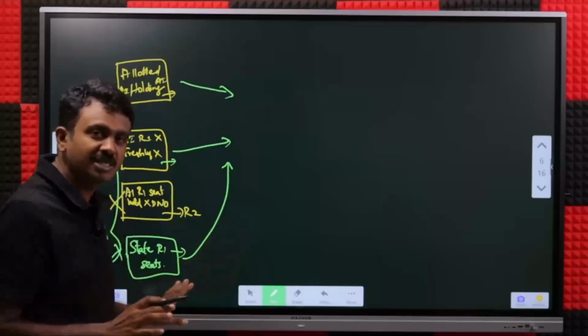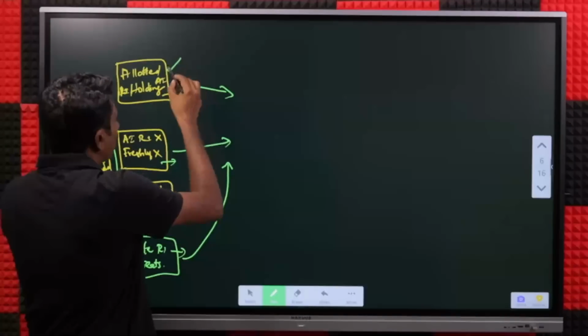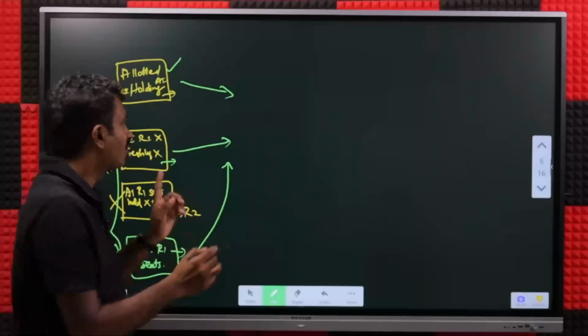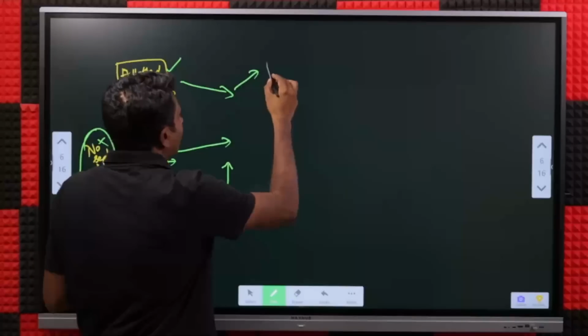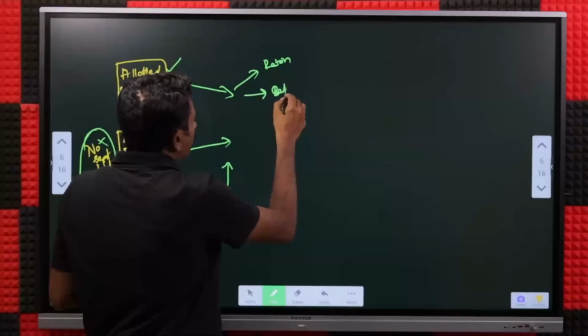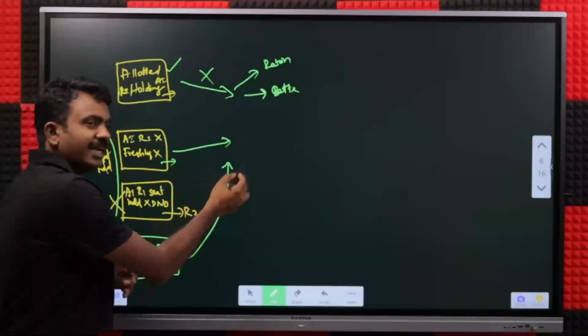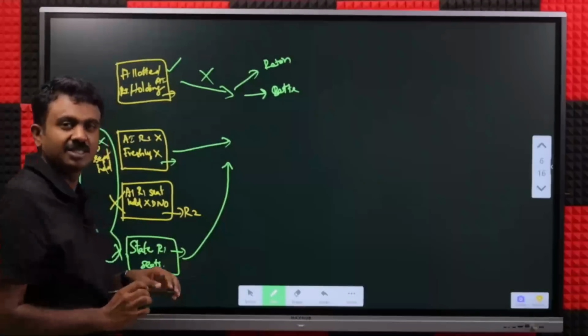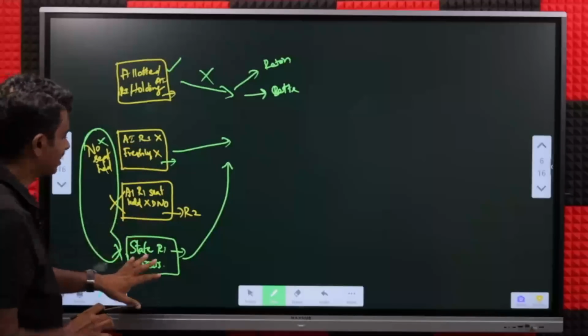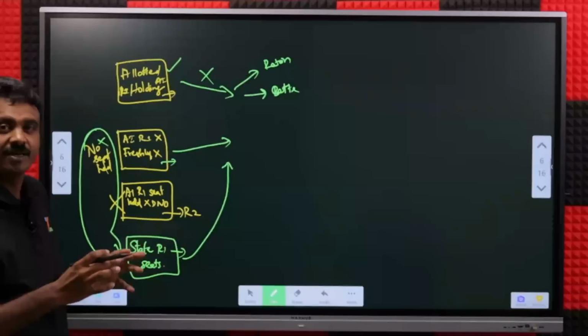State R1 seat holding does not define anything in All India. The only difference is this person holds an All India round 1 seat. So there is a possibility of this person either retaining the seat or getting a better seat. There is no possibility of this person not ending up with a seat. These two can either get a better seat or not end up with a seat. That is how this entire thing is. So these three sets of candidates will be opting for choices.